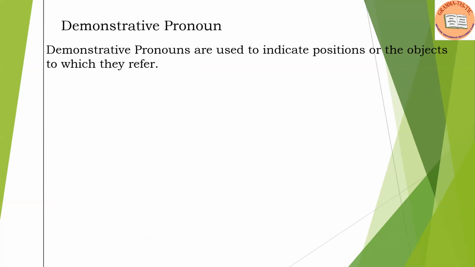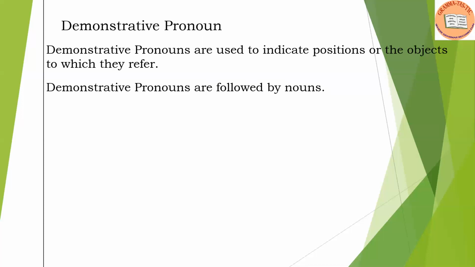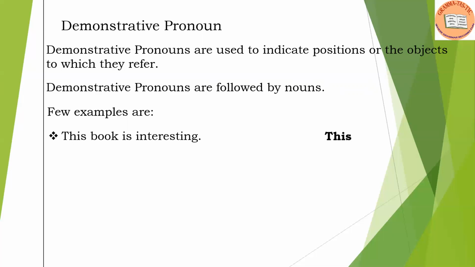Demonstrative pronouns are used to indicate positions or the objects to which they refer. Demonstrative pronouns are followed by nouns. Few examples are, this book is interesting. Here the word this is denoting the position. That man is standing in the sun. The word that is demonstrating.